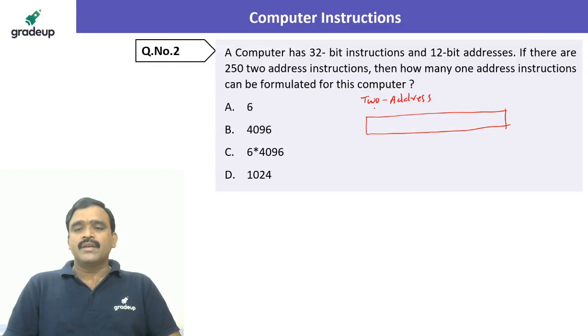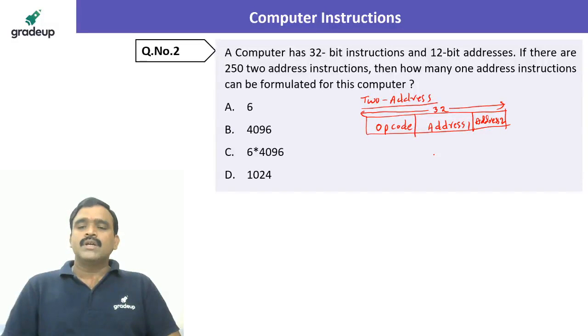For example, if you take a two-address instruction, this 32-bit instruction will be divided into opcode followed by address 1 and address 2. So what is the address size? 12 bits. So address 1 is 12 bits. Address 2 is also 12 bits. So 12 plus 12, 24 out of 32 bits. Then how many bits will be remaining? 8 bits will be remaining.